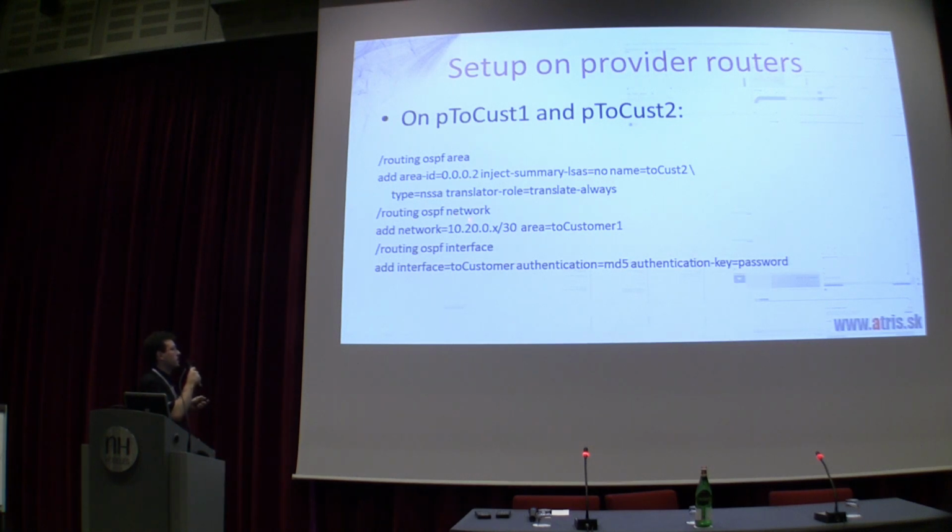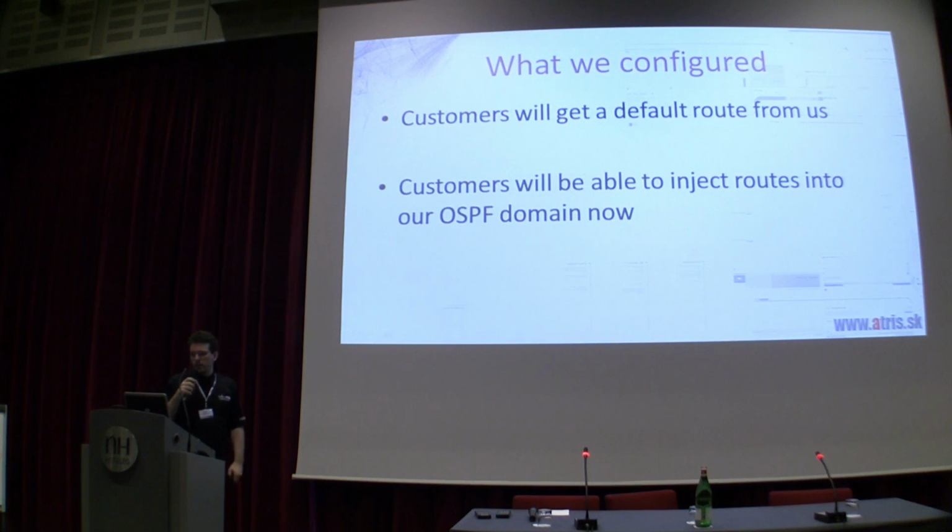Then create an OSPF network to peer with the customer on each router, the proper network, and again, just add the OSPF interface with authentication. So what we actually configured here is that customers will get a default route from us, but customers will also be able to inject routes into our OSPF domain.